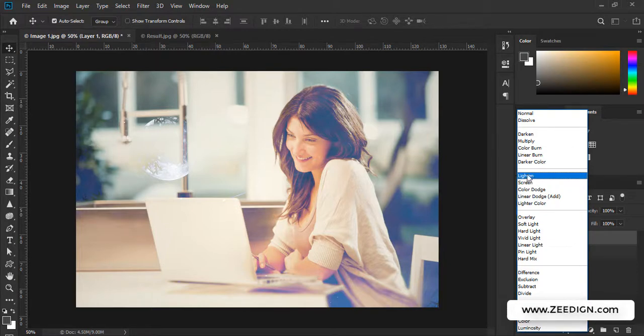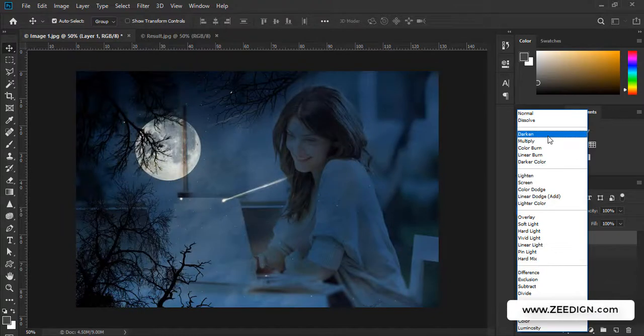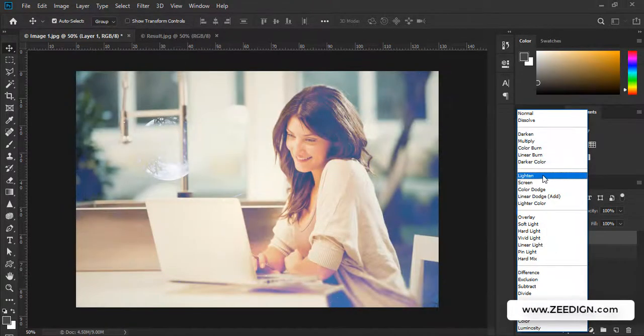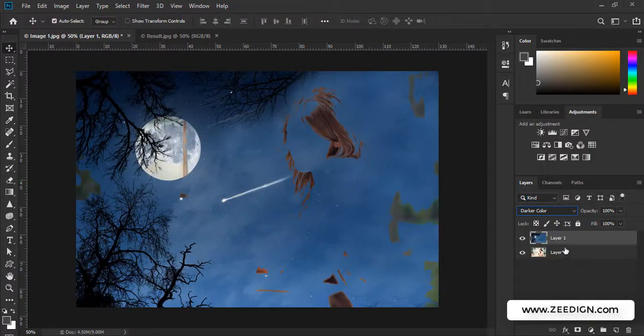So in case of lighten, it is opposite to darken, and when I say opposite it means that in case of darken the system was making a comparison between these two layers, and it was showing us the pixels which were darker in color.